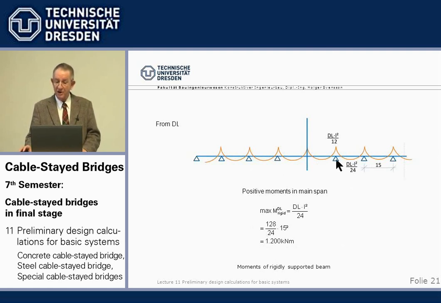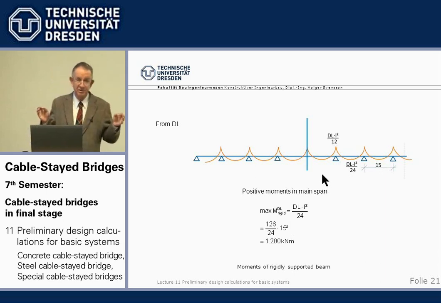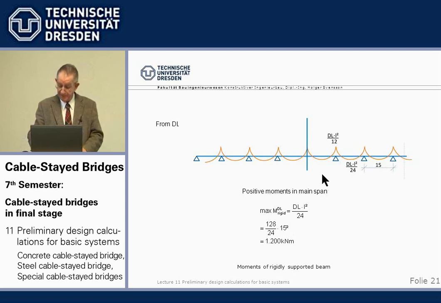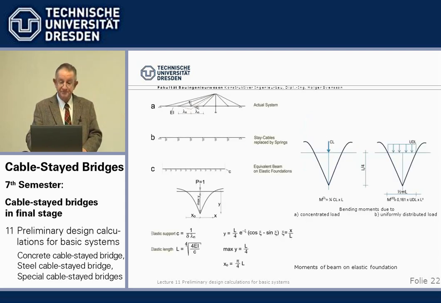So we know already the positive moment is dead load times cable distance squared divided by 24, and this is the positive and this the double negative moment. Very simple, simply supported beam. I'm sorry, continuous beam on rigid supports.